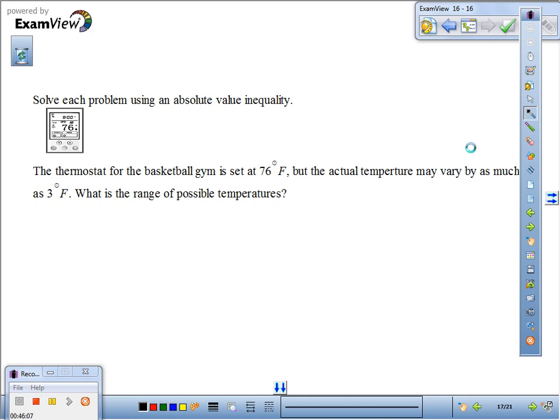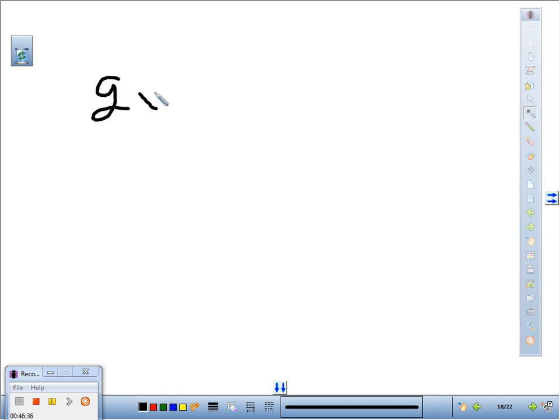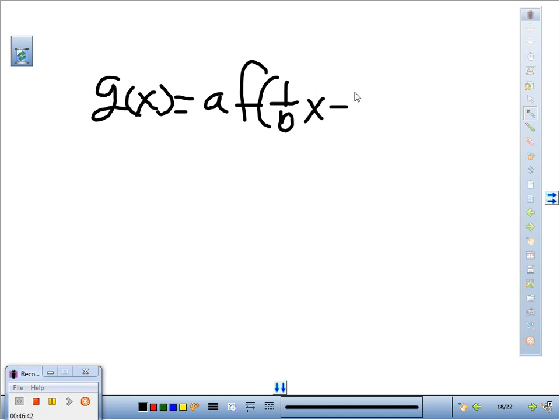Here we go. It says, solve each problem using an absolute value inequality. Here you go with absolute values. Now, before I set this up, look up, please. Aldo, Ryan, you guys all right over there? All right, here we go. So our transformation formula, once again, was what? g(x) = a f(1/b (x - h)) + k. Is that correct?